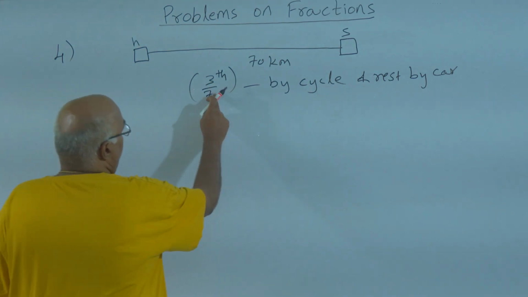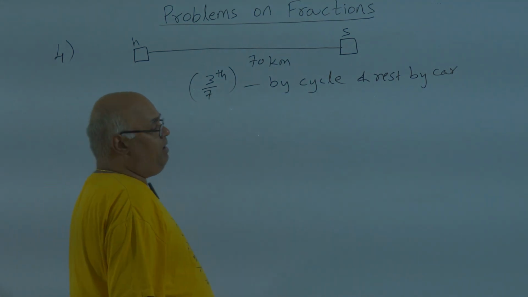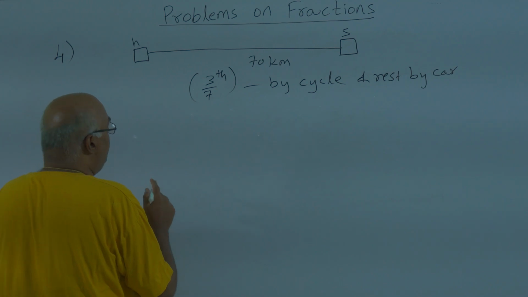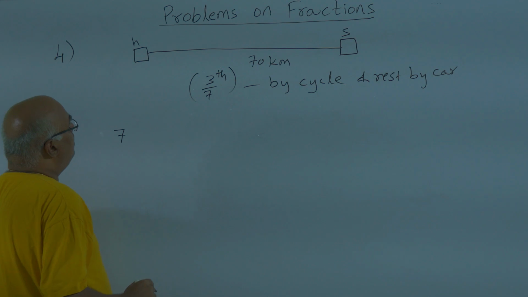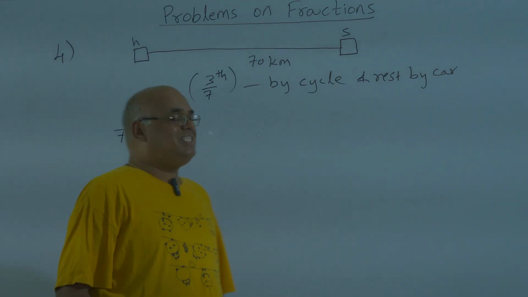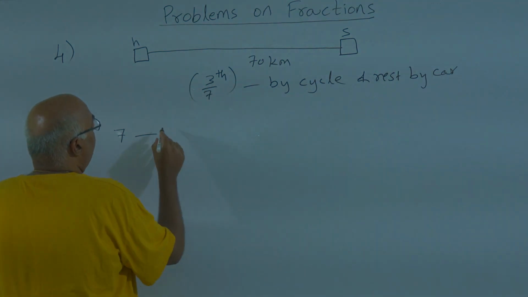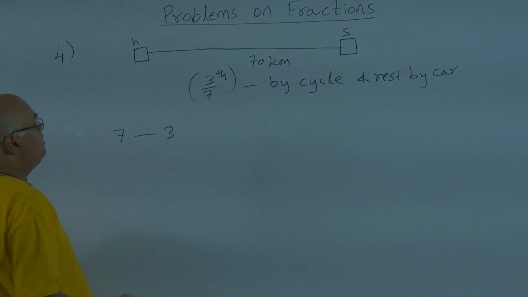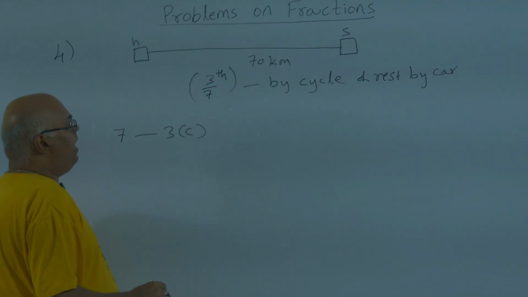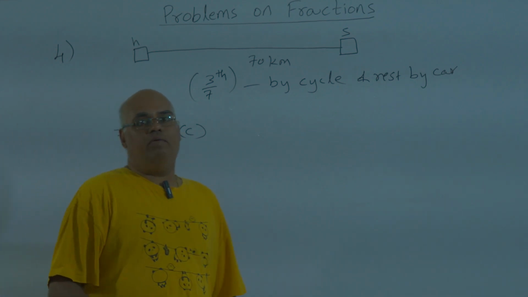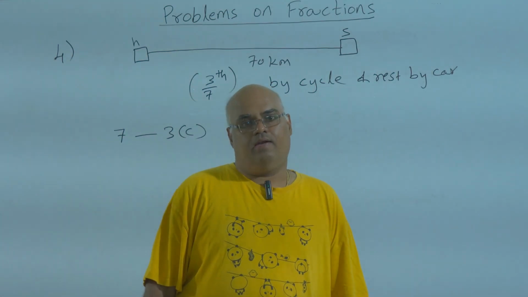So you see this fraction, it is given that Rohit covers 3/7 of the distance by cycle. What does this 3/7 mean? In the denominator you have 7. Suppose the distance between the house and school of Rohit is 7 kilometers. Out of this 7 kilometers, in the numerator you have 3. Out of this 7 kilometers, he covers 3 kilometers by cycle. And the remaining 4 kilometers he covers by car.